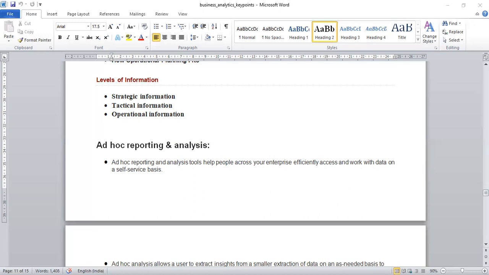So tactical plans will generally have specific objectives and be geared towards implementation by operational level employees. Okay. So if you want your tactical plans to be effective, you need to work on the operational level.